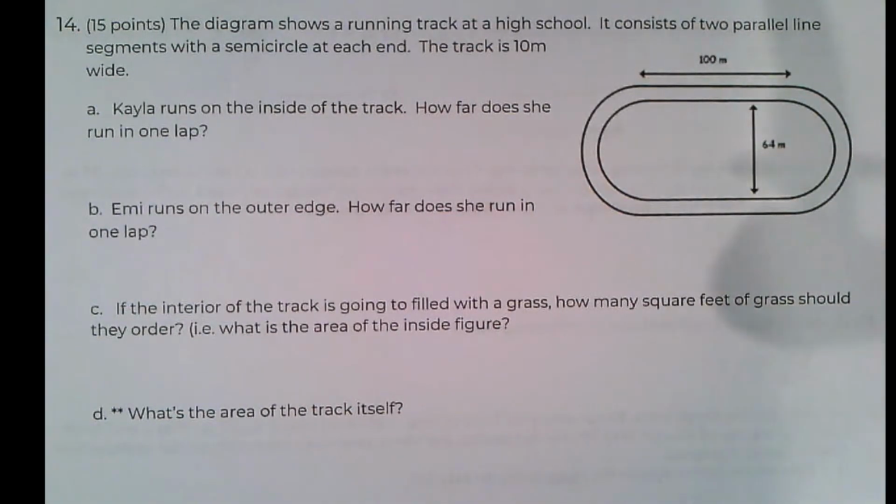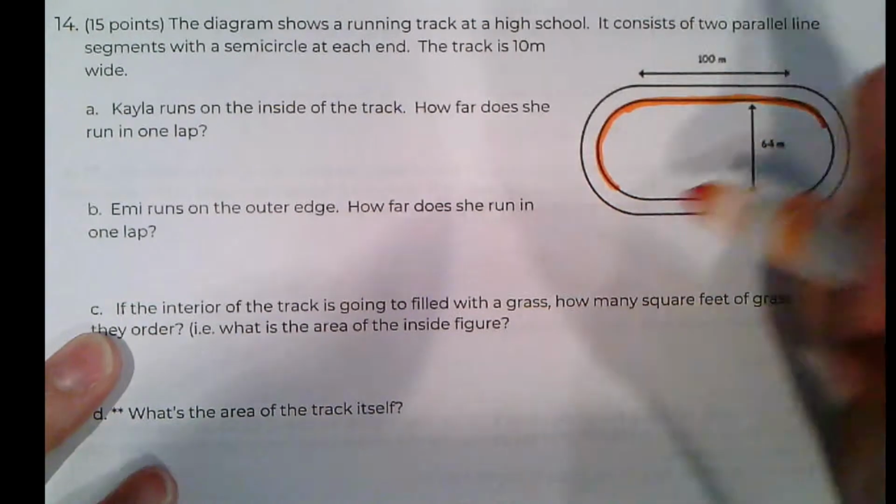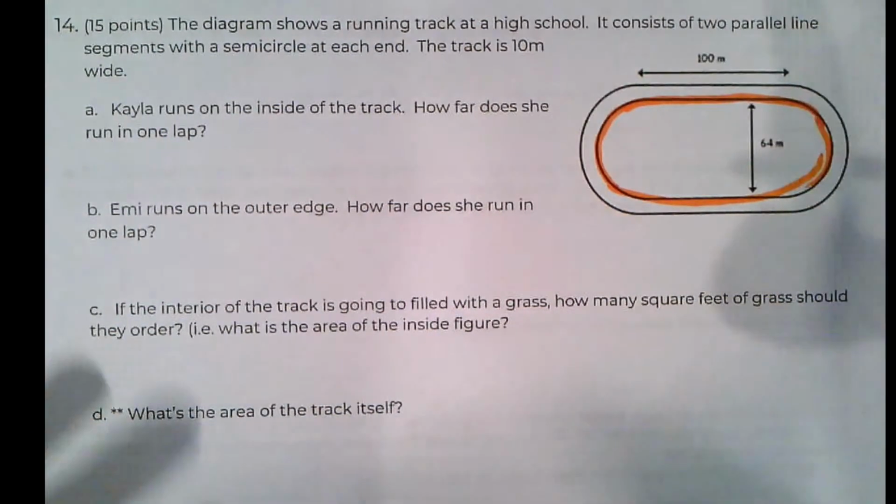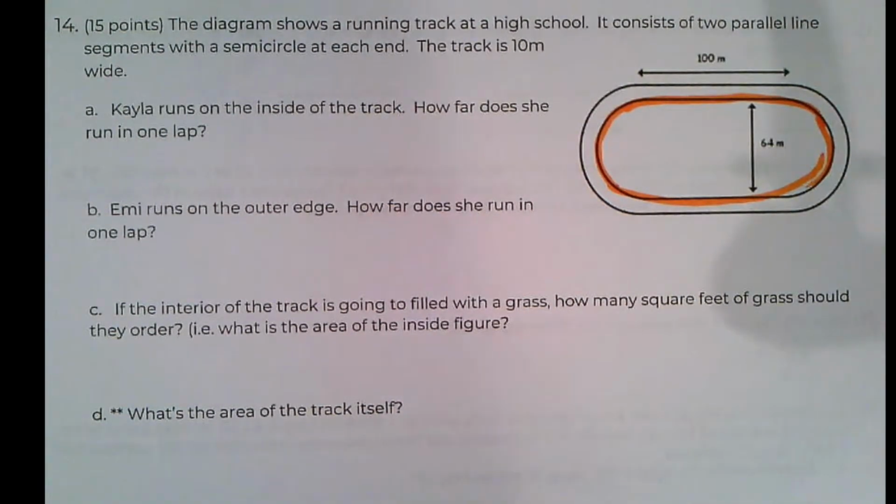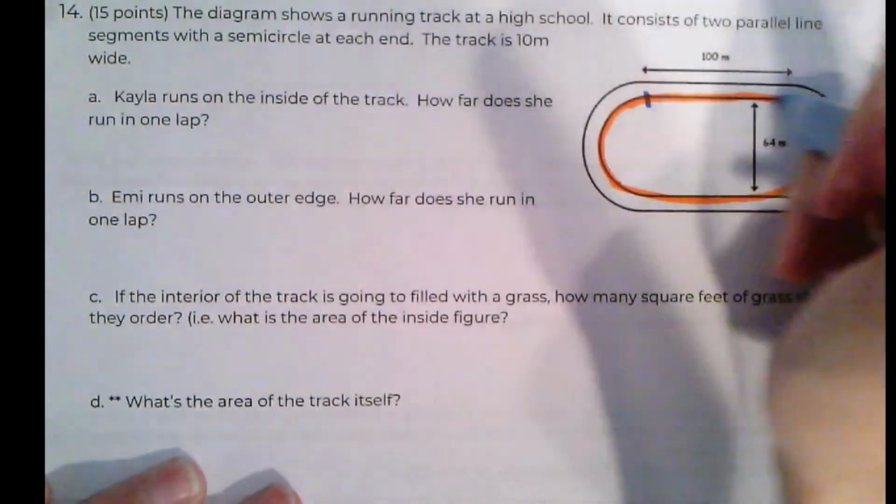All right, so number 14 is, I think, one of the most challenging questions on this whole sample exam. 14 gives us this diagram of a running track, and we actually answered A and B previously in class on that last geometry worksheet. So Kayla is running on the inside of the track, and we're asking for the perimeter of this. Oops, that's a terrible drawing. But if we're looking for that perimeter, well, then we have four different pieces, right?